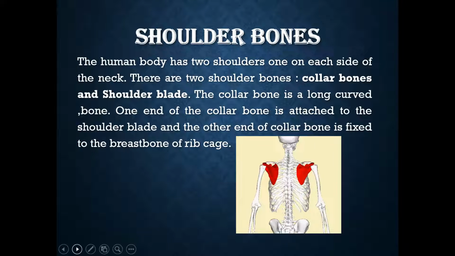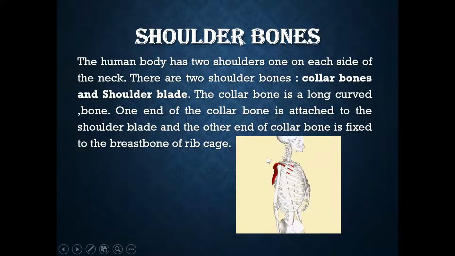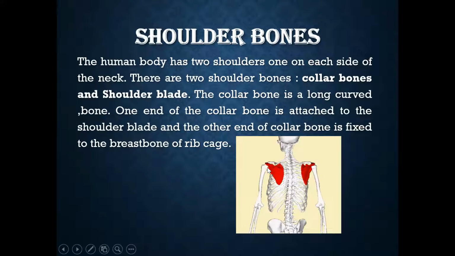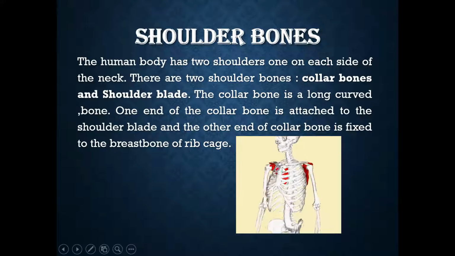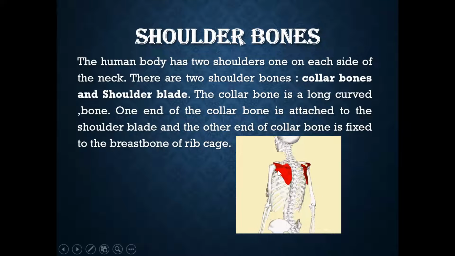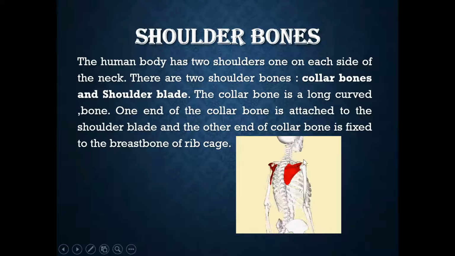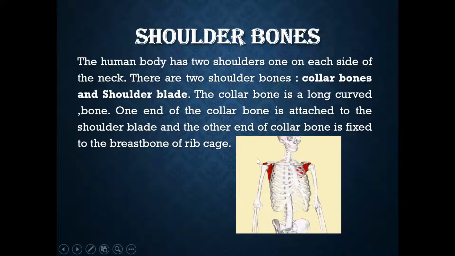Next is shoulder bones. The human body has 2 shoulders, one on either side of the neck. There are 2 shoulder bones: collar bones and shoulder blades. These are the collar bones, these are the shoulder blades.